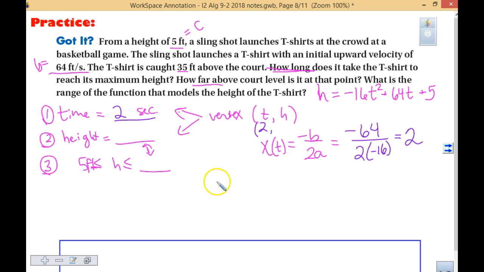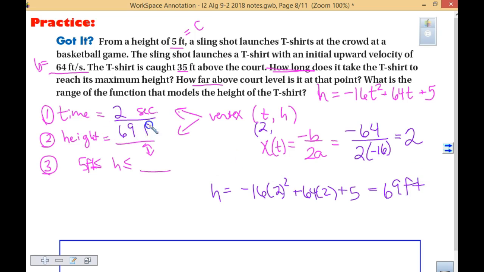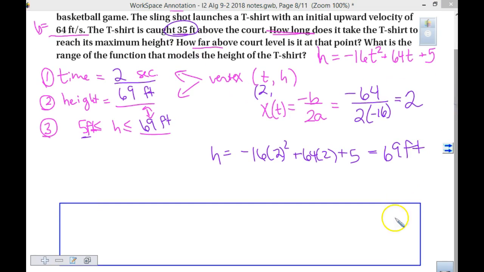We need to find the h. So now you're just going to go to your equation, h equals negative 16 times 2 squared, plus 64 times 2 on your calculator. You should be able to put that whole string of numbers in your calculator. And when you do that, our height comes out to be up at 69. So again, we have from 5. Even though they're catching it at 35 feet, that kind of doesn't matter if we were just going to look at that.